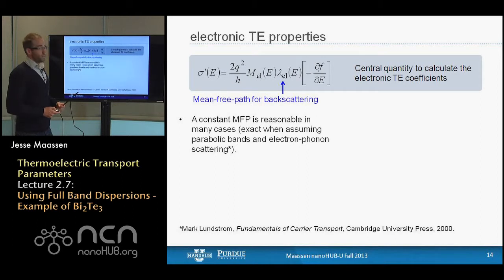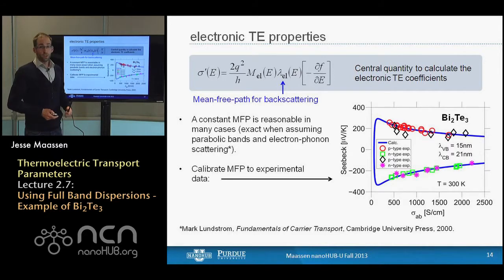Okay, turns out with electrons, a nice feature is the fact that a constant mean free path turns out to be a reasonable approximation in many cases. And in fact, you can show that it's exact if you assume that you have parabolic bands and you're including electron-phonon scattering. The energy dependence drops out, actually, and it's exactly a constant. So I refer you to this reference here for details on that.